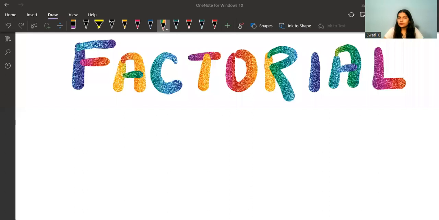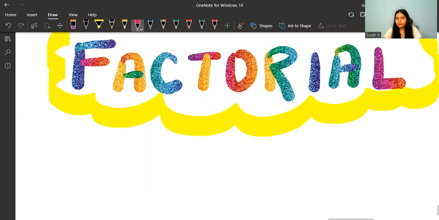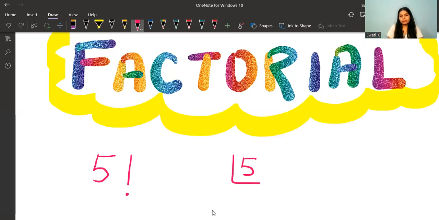I hope you can see my screen. So let's get started with the topic, that is factorial. The very first thing that I'll tell you is how do we represent factorial? What is the symbol of factorial? There are basically two symbols of factorial. One looks like an exclamation mark, and another is just this symbol. For example, if you want to find 5 factorial, you can write it like this, or you can write it like this as well. Both are correct. So these are the symbols.